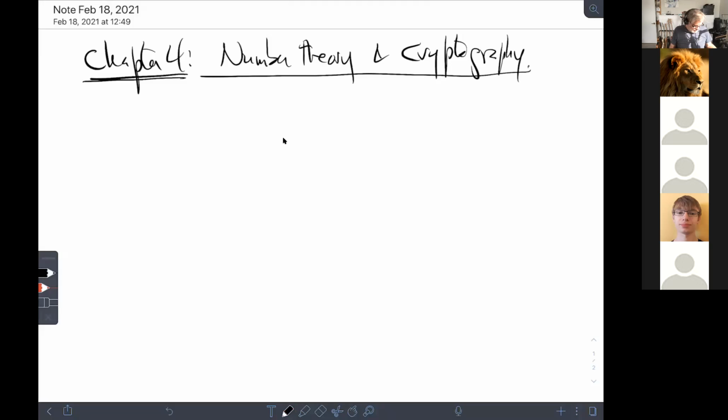Okay, so chapter 4, number theory, cryptography. That looks like a huge title. But what we are going to do is this. Basically, some basic number theory.